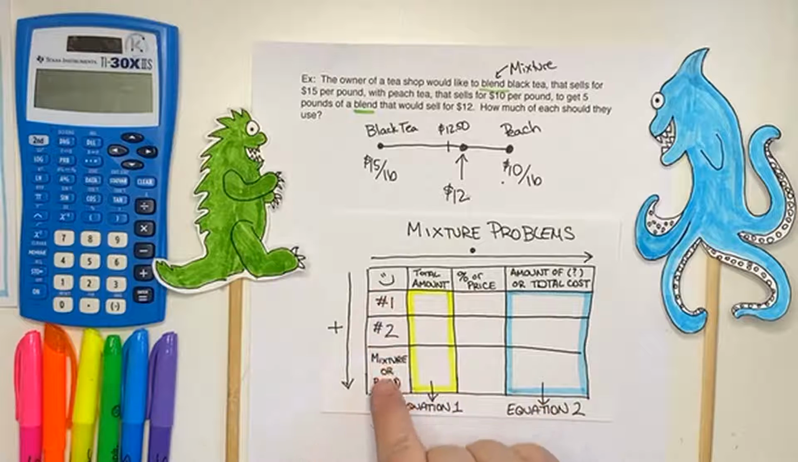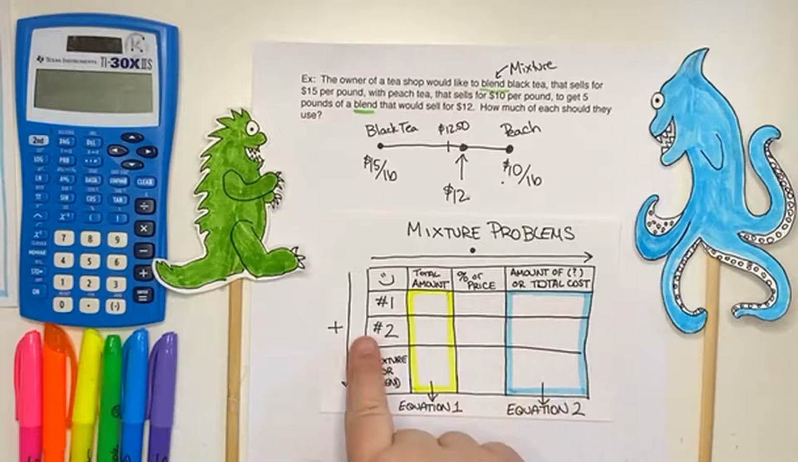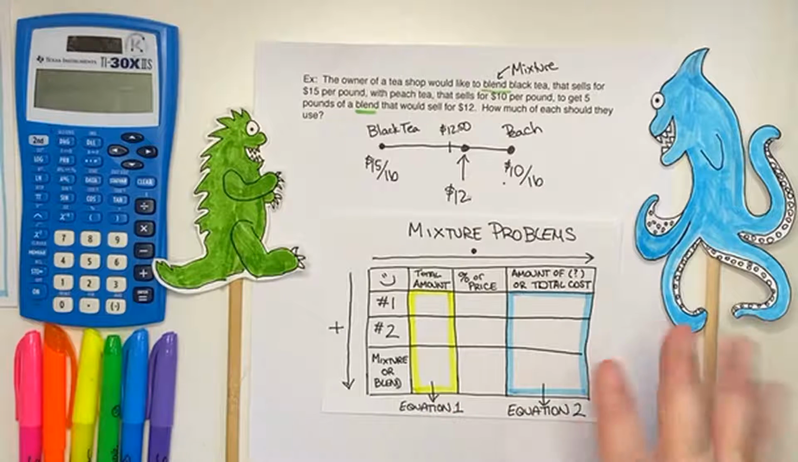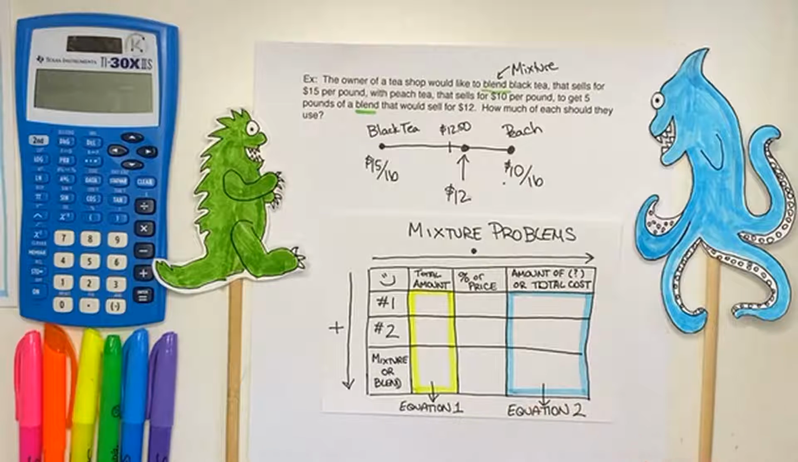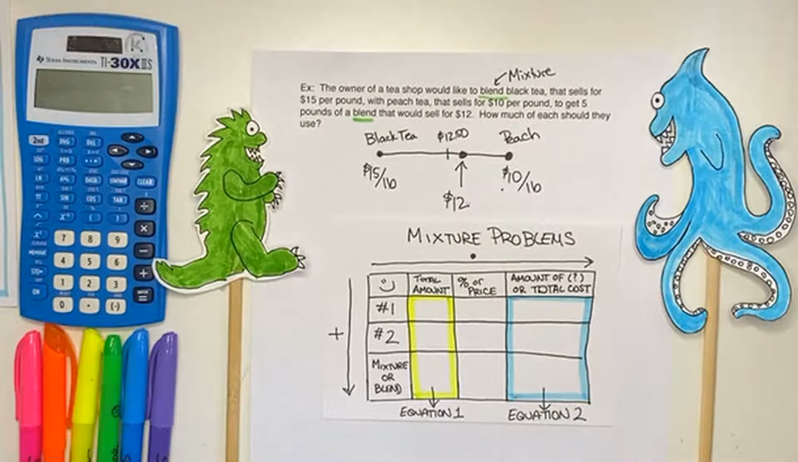Here on the left side, I'm going to write down the first thing I'm mixing, the second thing I'm mixing, and then I've got a row for the mixture or the blend. And then a reminder that generally speaking, and again, this can change, but generally speaking, this first column is going to give you your first equation, and the last column will give you the second equation. So this is our general setup.